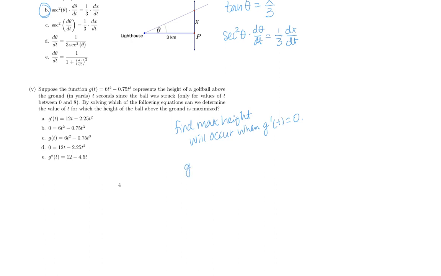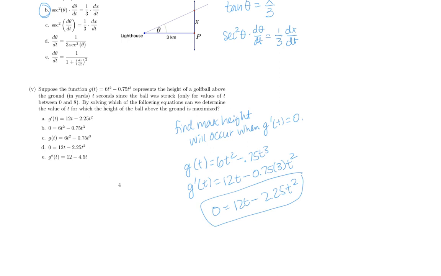So if our function g of t is equal to 6t squared minus 0.75t cubed, and I want to take the derivative of that, I'll have 12t minus 0.75 times 3t squared. So if you multiply 0.75 times 3, you're going to get 2.25. So it should be that, and I want to set that g prime of t equal to 0 to solve. So this is what I want to solve. So that is part D.